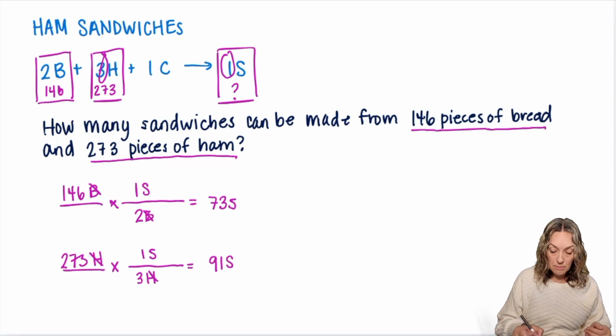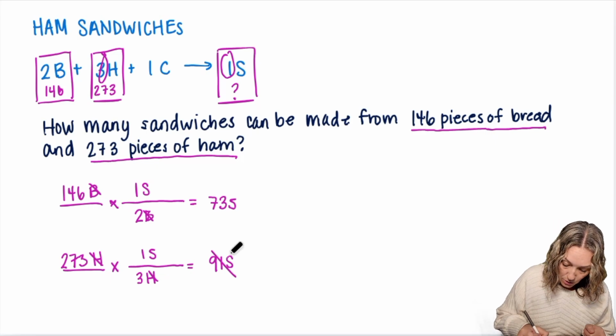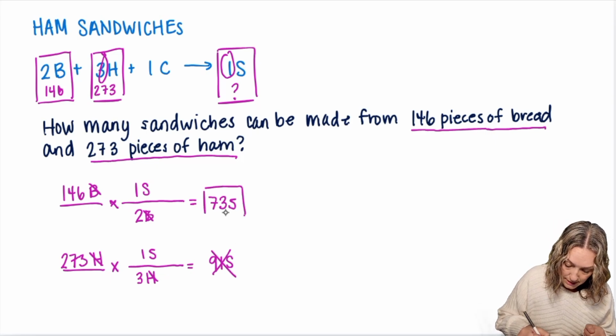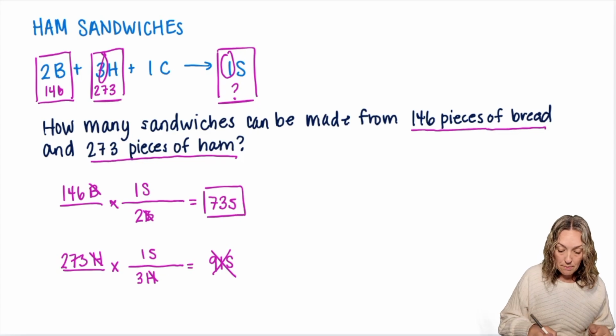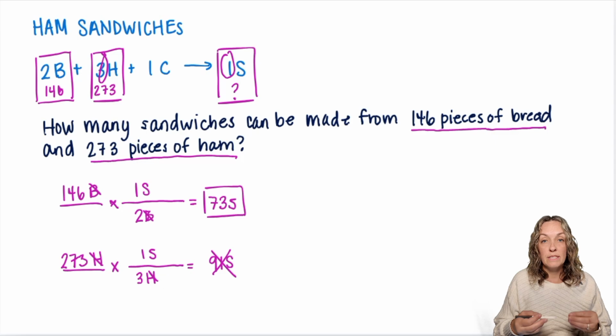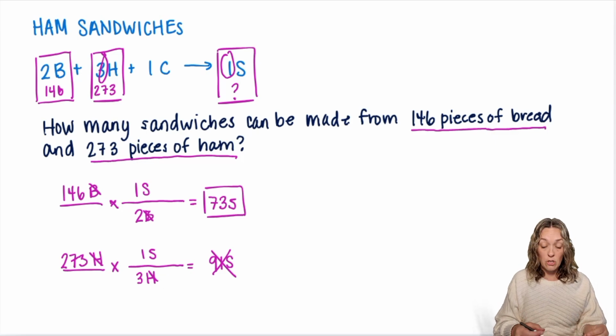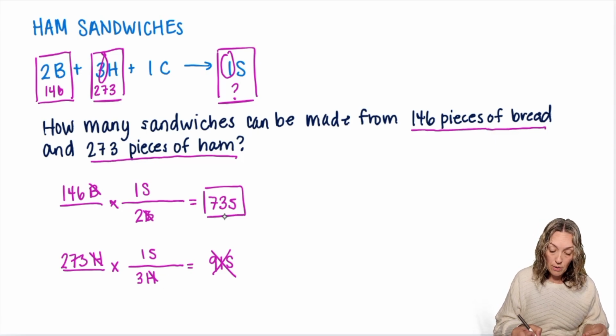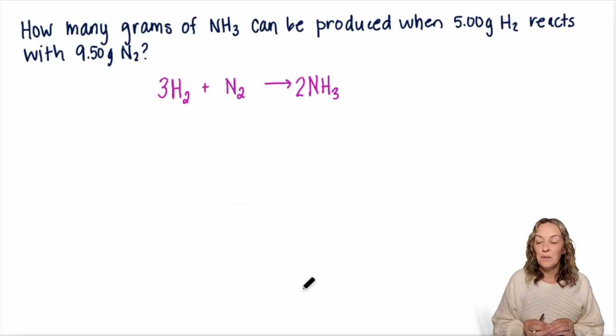Now, I'm not going to be able to make both 73 sandwiches and 91 sandwiches, but I know that I will only be able to make 73, and I know that because the bread is going to run out first. Whichever ingredient runs out first is the one that is going to determine how many sandwiches you can make. All right, let's look at an example that uses actual chemicals.